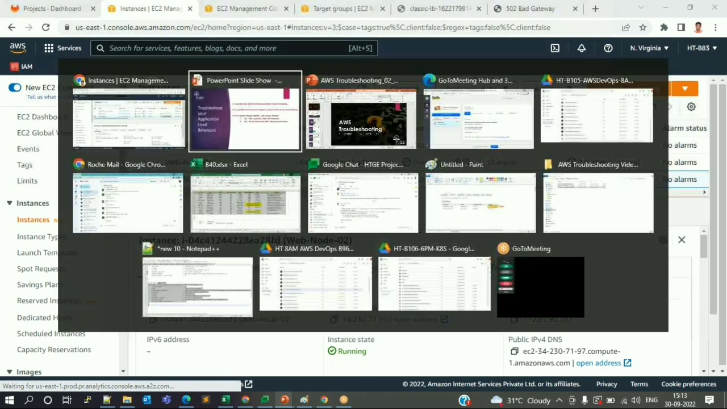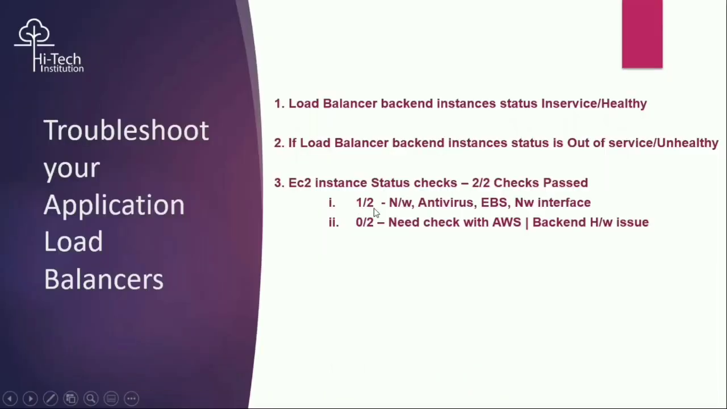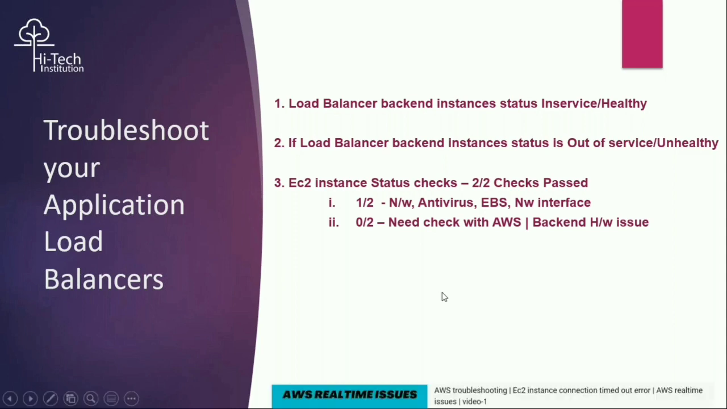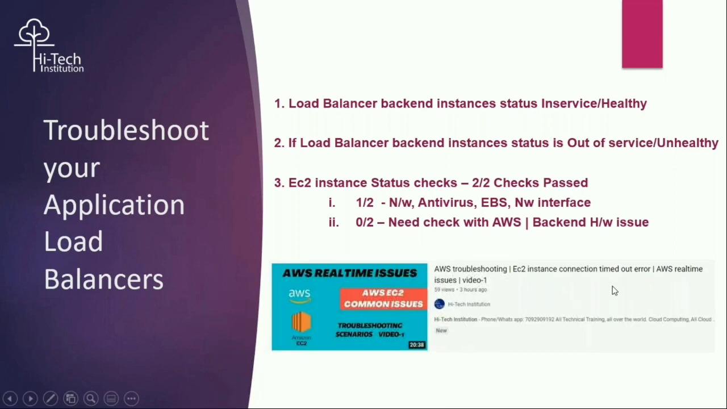All right, now what are we going to check? If this is not 2/2, there may be a chance that 1/2 or 0/2 could also come in. So if your instance is not showing 2/2, there are separate steps you need to follow to troubleshoot it. For that, I have already created AWS troubleshooting video number 1 on troubleshooting EC2 instances. That separately has 7 to 8 different points to be taken care of. This video link you need to refer.